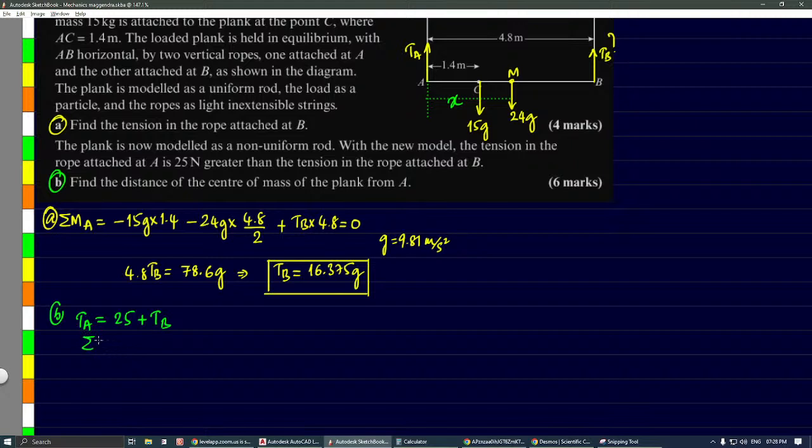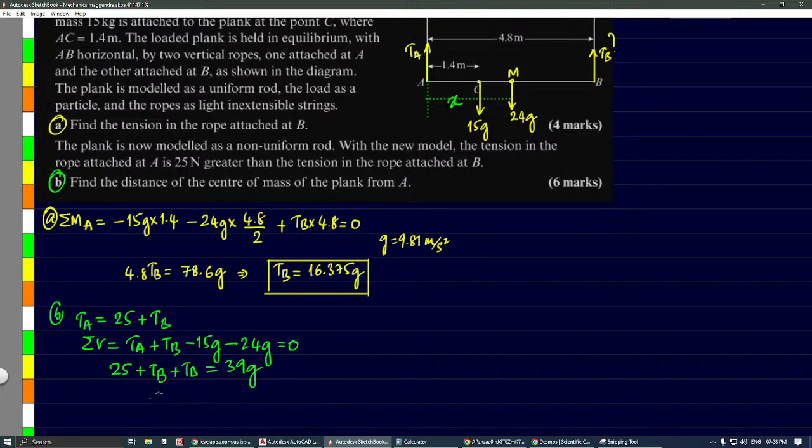Now here, let's take sigma V. We have to take sigma V in order to find TA and TB both. So TA is upwards, TB is upwards, 15g is downwards, 24g is also downwards. So this total should be 0. And we also know the relation between TA and TB. Let us substitute that as well. So 25 plus TB, this is in place of TA, and this TB as it is. This total becomes how much? 39, no? 39g on the other side.